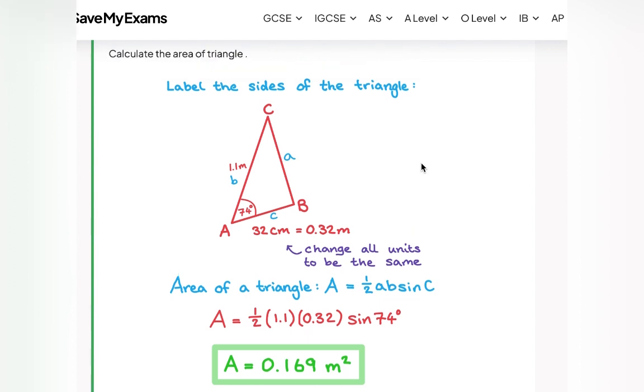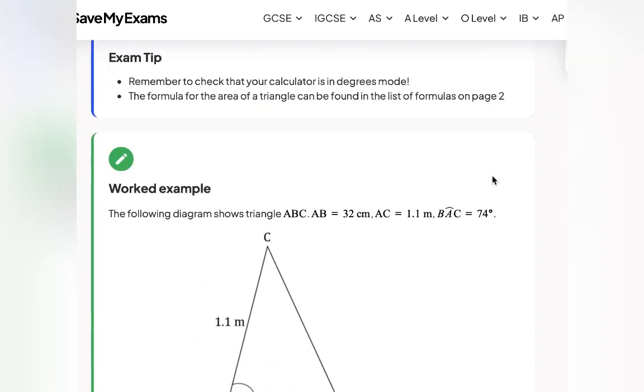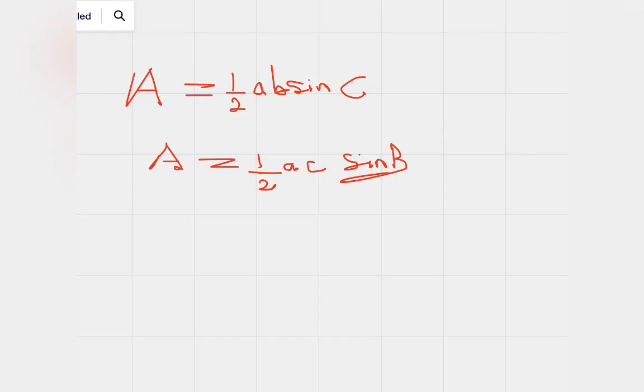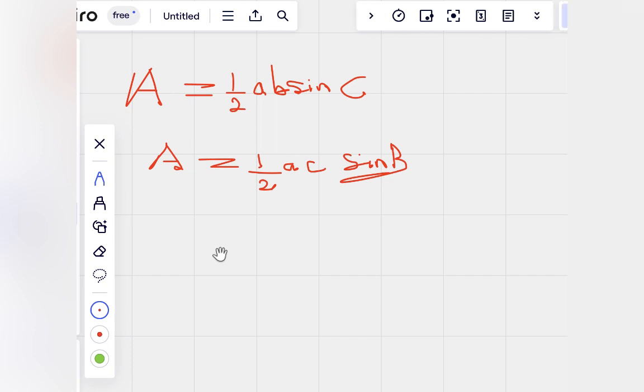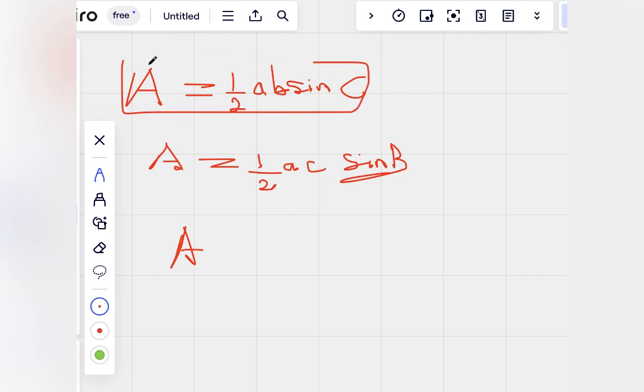To find this area, let's first of all draw this triangle and then solve it. So we say area, like we said before, is equal to half ab sine C. That's the formula we're going to stick with. So the first and foremost thing we do is to draw the triangle.